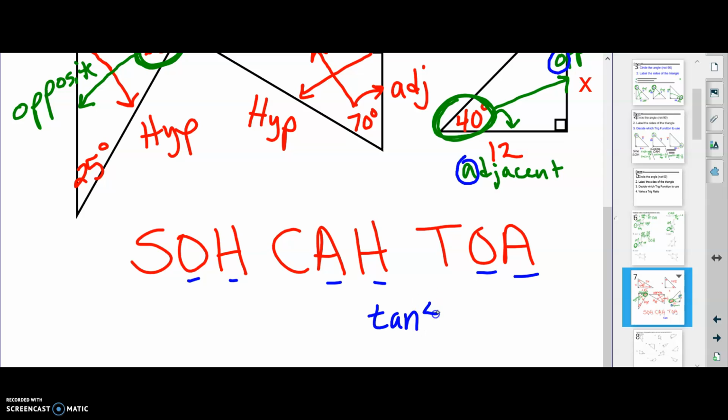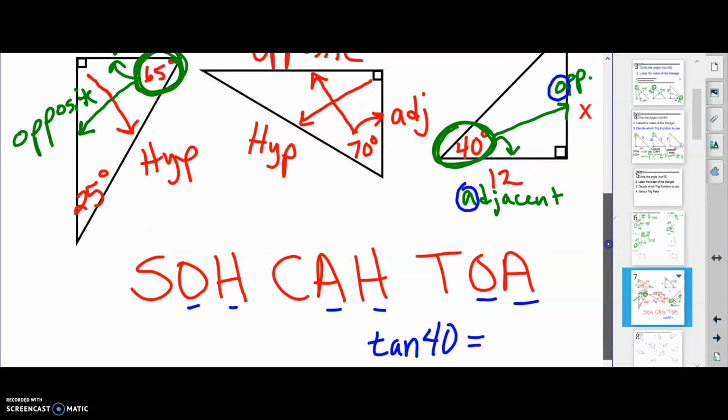We always write the angle next. And then we write the O, because the O comes first. Well, what was the O? The O was the X, so the X would go first. And then the A is last, right? So the O is X, the A is the 12, so the 12 would go on the bottom. That's the last spot.